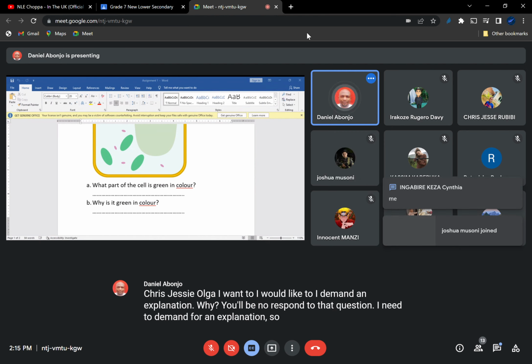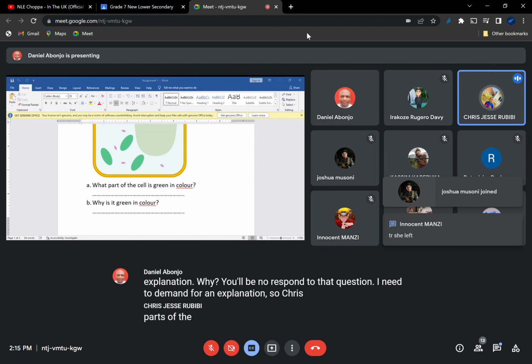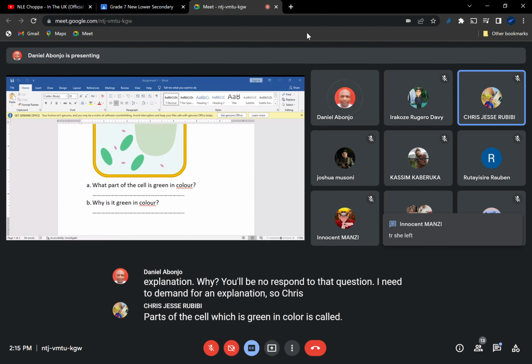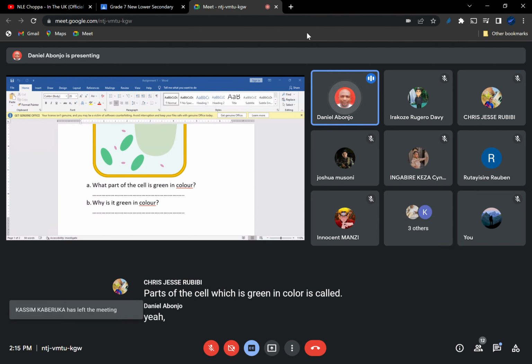So, Chris, the part of the cell which is green in color is called chloroplast. Yes, it is called chloroplast. That's the answer. It's as simple as that.